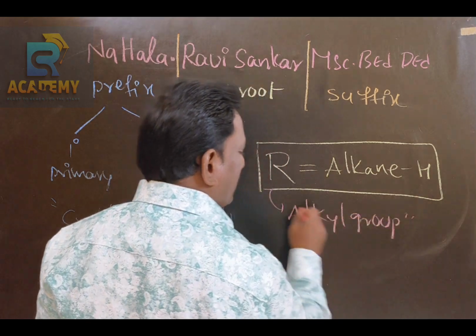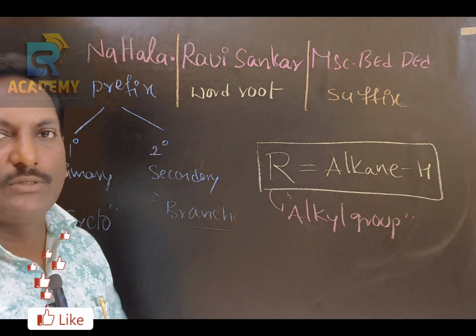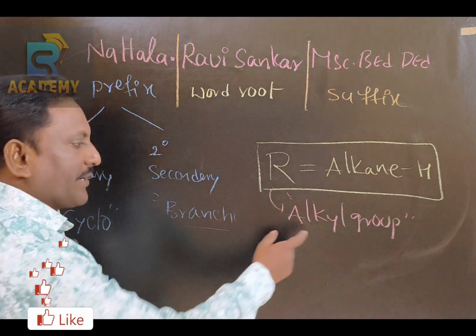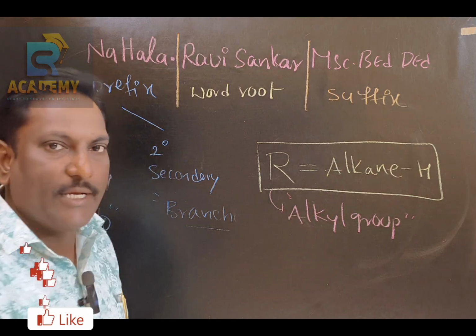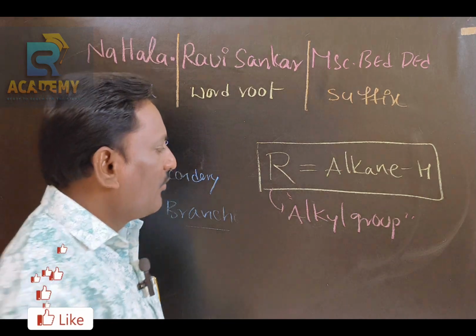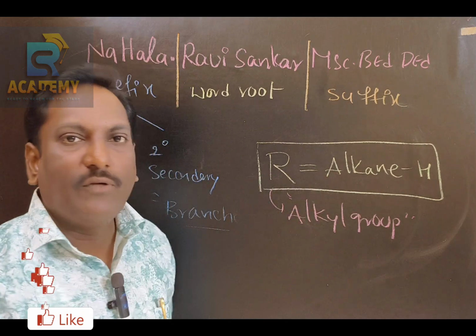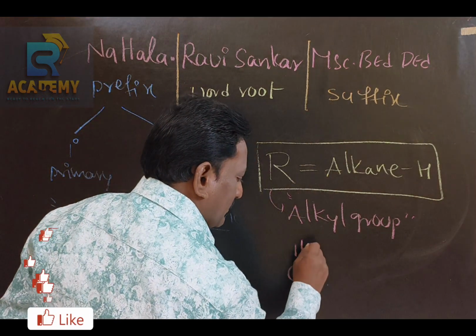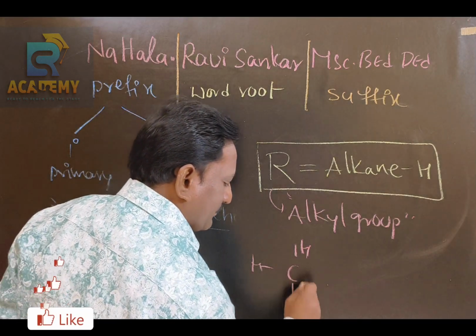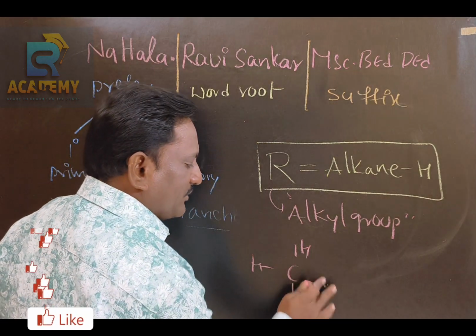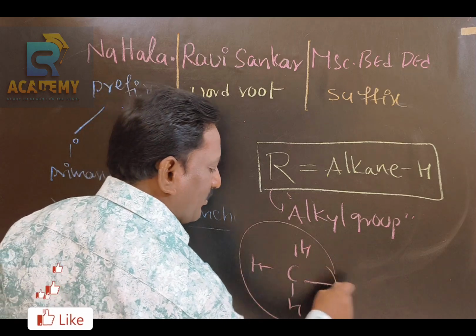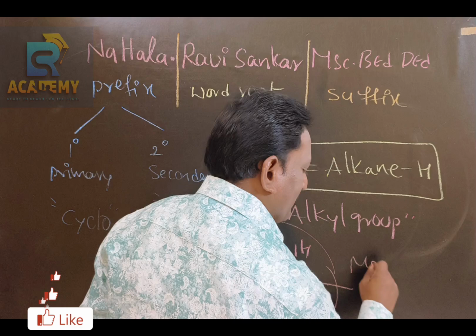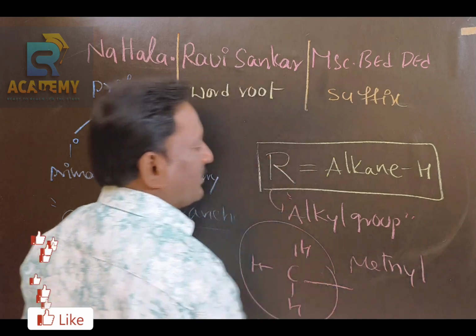Generally, alkyl groups appear as branches. Alkyl group is represented with capital R. I will get alkyl groups by removal of hydrogen from alkanes. Let me give one example. This is alkane, methane. I am removing this hydrogen. So this group is called alkyl group. So this is methyl.